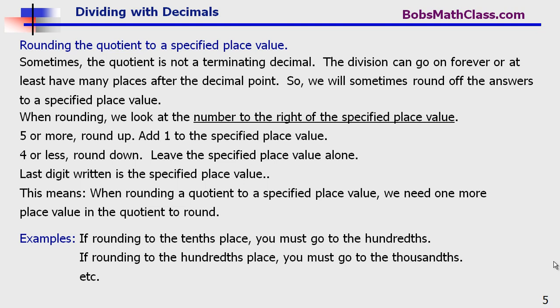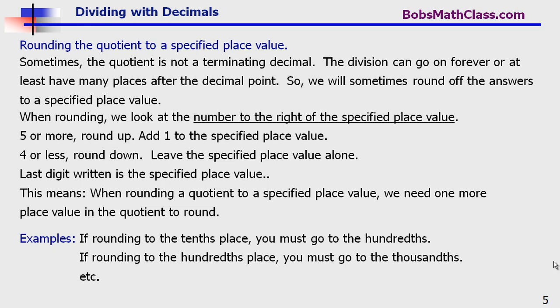Here are our basic rules. When rounding, we look at the number to the right of the specified place value, and if it is 5 or more, round up. That means add 1 to the specified place value. If it's 4 or less, round down. That means leave the specified place value alone. Also remember that the last digit written is the specified place value. So if they tell you to round to the tenths, then the tenths is the last number to write. If they tell you to round to the hundredths, then the hundredths is the last place to write. Okay.